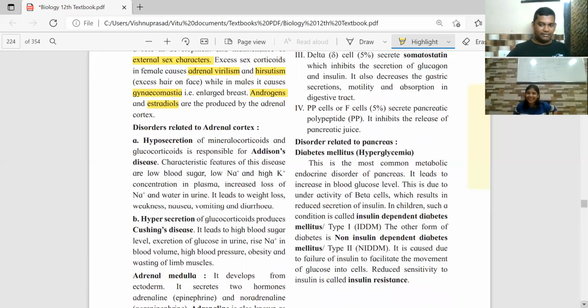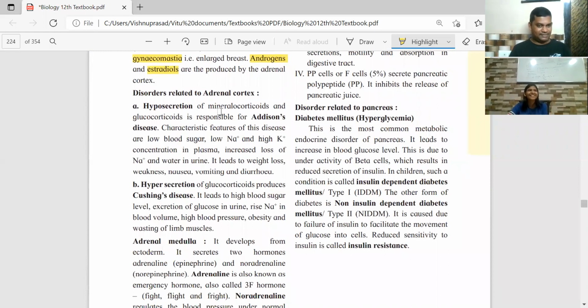Okay, continue. So talking about the disorders associated with the adrenal cortex. If there is a hyposecretion of mineralocorticoids and glucocorticoids, then the condition which arises is called Addison's disease. It is a disorder. So if mineralocorticoids and glucocorticoids are secreted less.